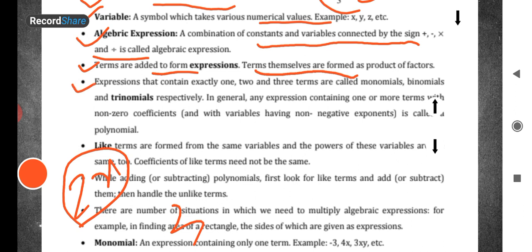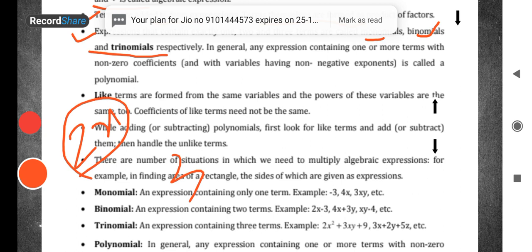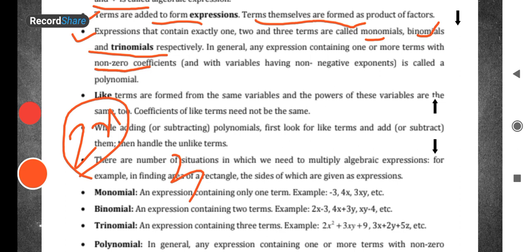Now expressions that contain exactly 1, 2 and 3 terms are called monomial, binomial and trinomial respectively. If it contains only 1 term, it is called a monomial, 2 terms a binomial, 3 terms a trinomial. In general, any expression containing 1 or more terms with non-zero coefficients and with variables having non-negative exponents is called a polynomial. But they should be non-zero coefficients.